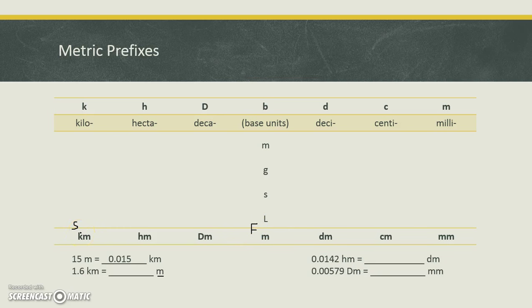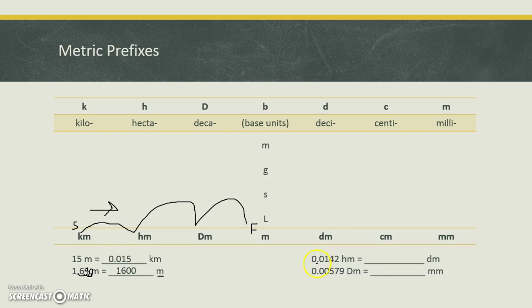All right, so we got to count. We go over 1, 2, 3 times. Okay, so we're going to move our decimal 3 times to the right. So we come here, 1, 2, and 3, and we have to fill in with some zeros. Okay, we always fill in those spaces with zeros, and so we end up with 1600.